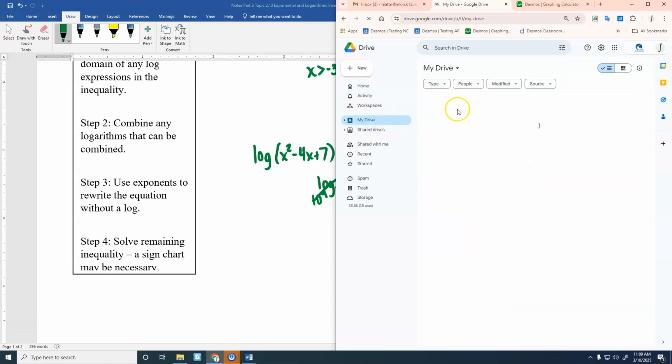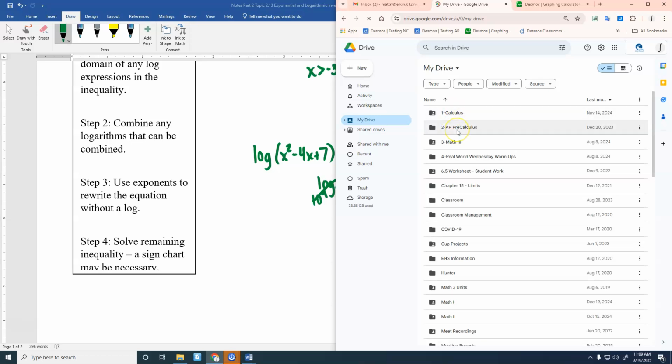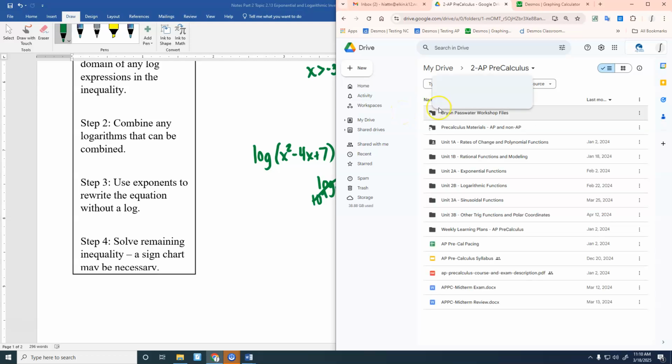Why do we need that first step about the domain? Sometimes it conflicts with your answer. So if our answer is x is less than 7, less than 7 includes negative 4 and negative 5 and negative 6. So yeah, right. So you have to further restrict your answer on those.